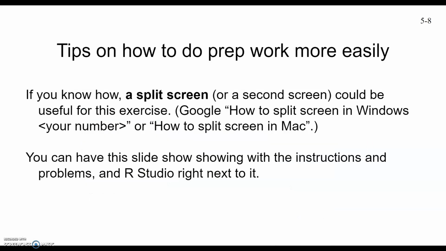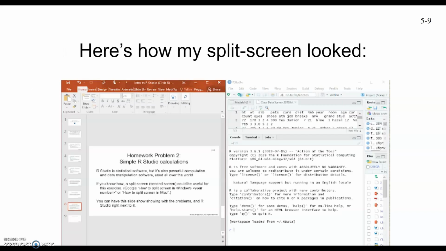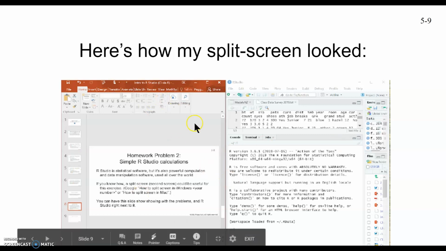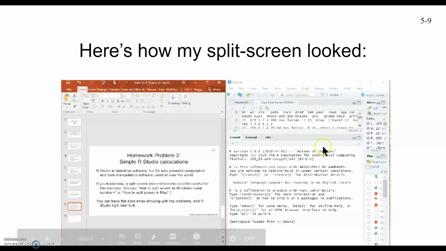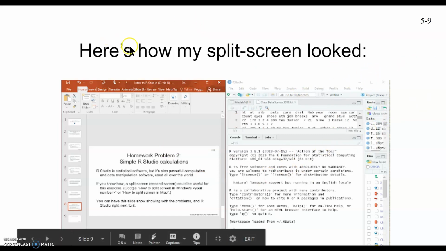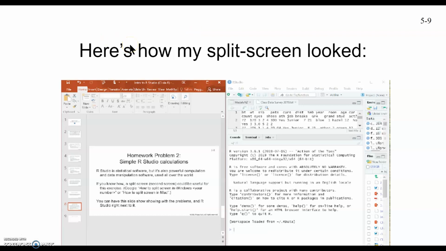Here are the tips on how to do this prep work more easily. You might consider doing a split screen, all right, because then you can have the instructions on the screen. I use two screens, but you could have this showing on half of your screen and have your RStudio right next to it. It would look like this. You could have this slide showing over here, and then have the split screen RStudio running right next to it, so you can just follow along. Otherwise, it's not that hard to flip back and forth, but a lot easier to do on a split screen.